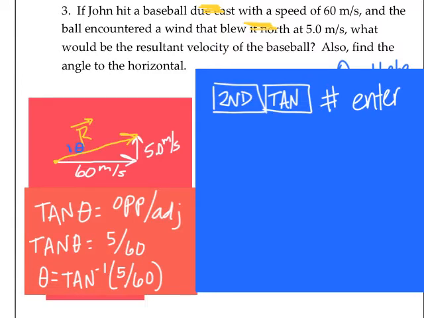Did anybody try it? What'd you get? 4.6. Okay. So 4.76. And then you would put a degree sign.